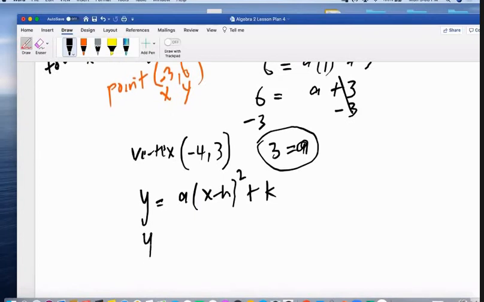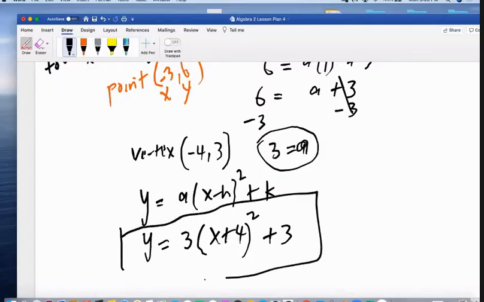So let's go ahead and write the equation. y equals a, which is 3, times (x minus -4), which is positive 4. We already went over that. Squared, plus 3. And that'll be the final equation of the parabola.